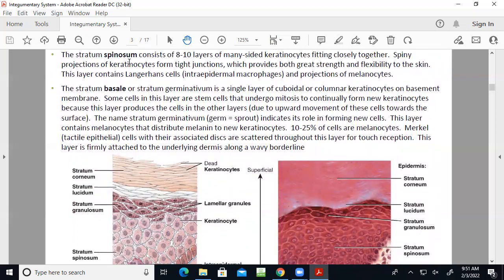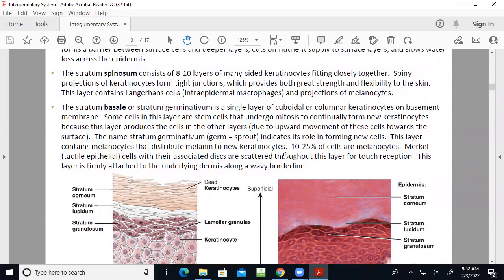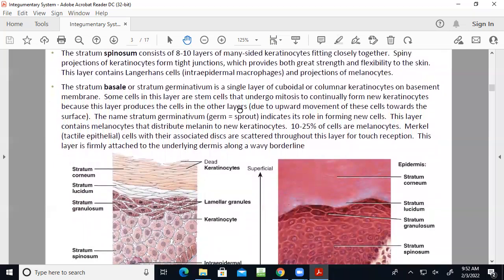The spinosum is the 4th layer. It consists of 8 to 10 layers of many-sided keratinocytes fitting closely together. It's called the spinosum, and I pronounced it that way on purpose because it's a spiny looking layer, and that's because of the spiny projections of the keratinocytes forming tight junctions, providing both great strength and flexibility to the skin. It's kind of hard to see, but there are these little connecting things between the cells. We talked about tight junctions, something we discussed just on Tuesday.